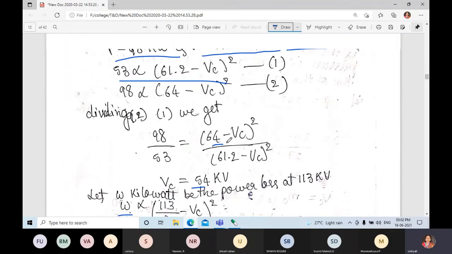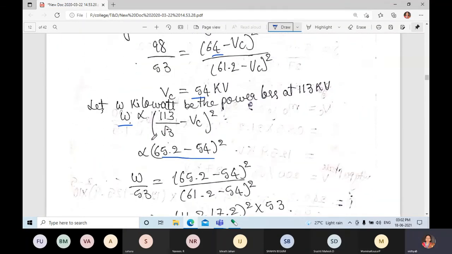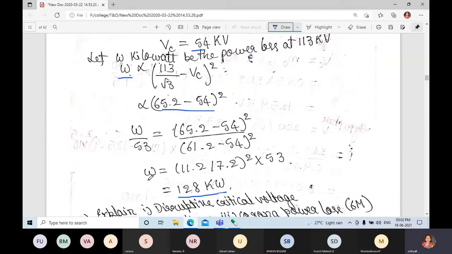In the first case they have considered, at 106 kilovoltage, 53 kilowatt loss is there. In the first case, 53 kilowatt loss occurred at 106 kV, and the third one we don't know, that is at 113 kV. If you consider the first case and the third case, we can find out the W value. We got 128 kilowatt.